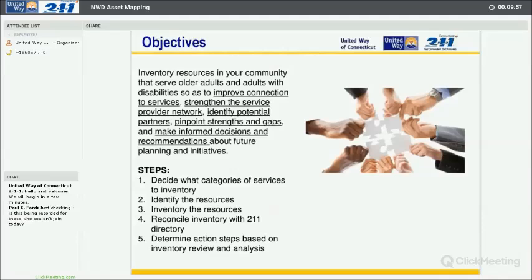It has a number of different purposes, right? To improve connection to services within your communities, to strengthen that service provider network, to identify potential partners, either MyPlaceBT Care Through Community partners or other types of partners, to pinpoint those strengths and gaps that Annie mentioned, and perhaps most importantly, to be able to make informed decisions and recommendations about future planning, future initiatives, and resource allocation.